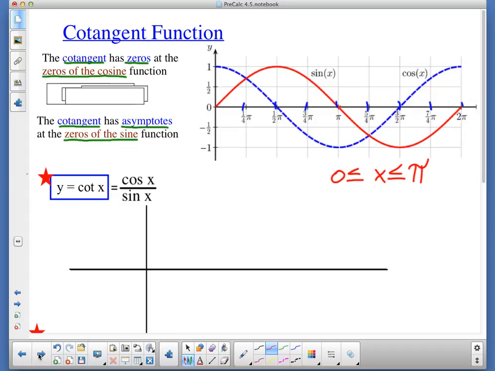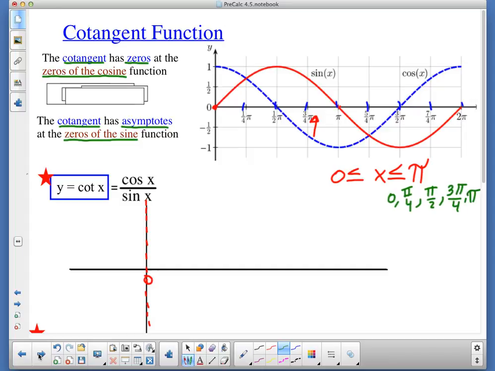So keep in mind, at 0 we're looking at sine being 0. And every time sine is 0, we're going to have an asymptote for our cotangent. So here I got one at 0, but let's talk about our key values, because we're still going to split this up into 5 equal spots. So I've got 0, pi over 4, pi over 2, 3 pi over 4, and pi.